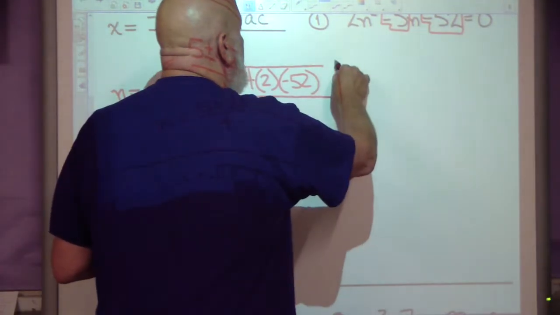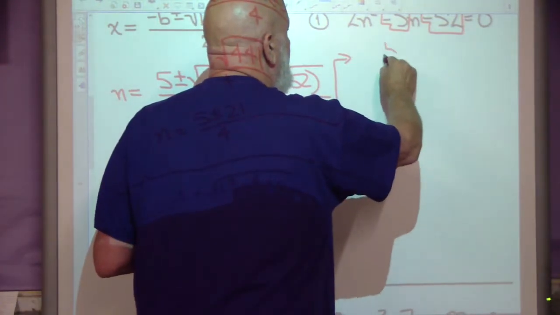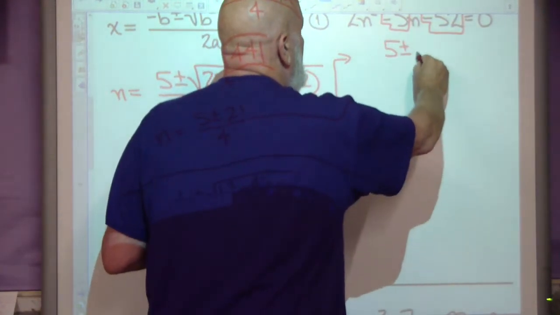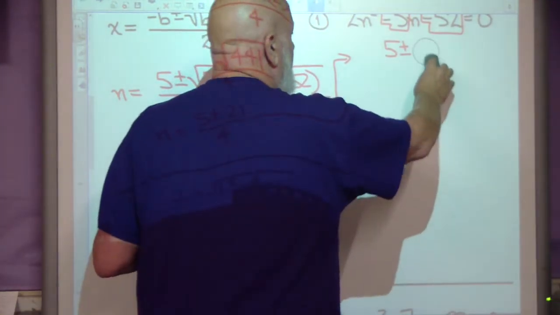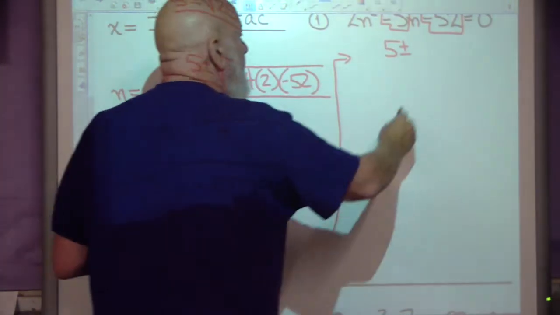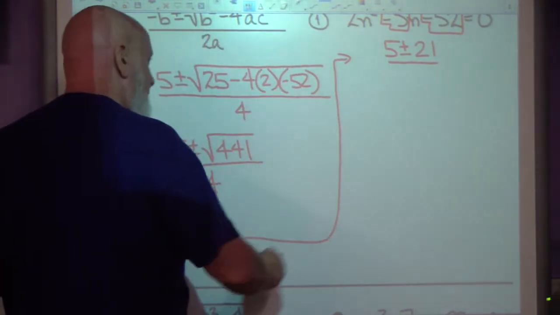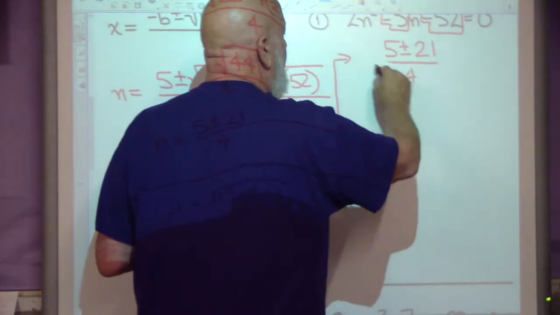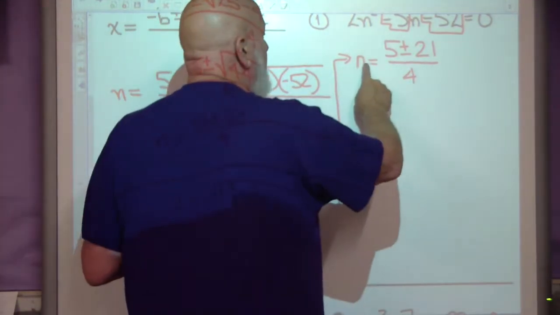I'm running out of boardroom here, so I'm just going to move it. 5 plus or minus 21. Whoops. I said 21, I wrote 12. Over 4. This will be our end values. These will be our end values that will make this true.